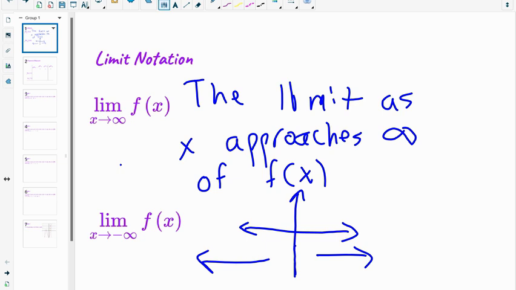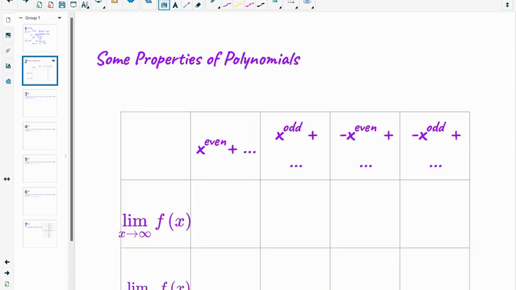Okay, so let's go ahead and look at some polynomial functions. What I've got here in the table is a generic way of putting it. I've got x to the even power plus dot dot dot, which would indicate that there are more terms to come. And what I've got indicated as even or odd is just the degree. Remember, the degree is whatever is the highest exponent within the polynomial.